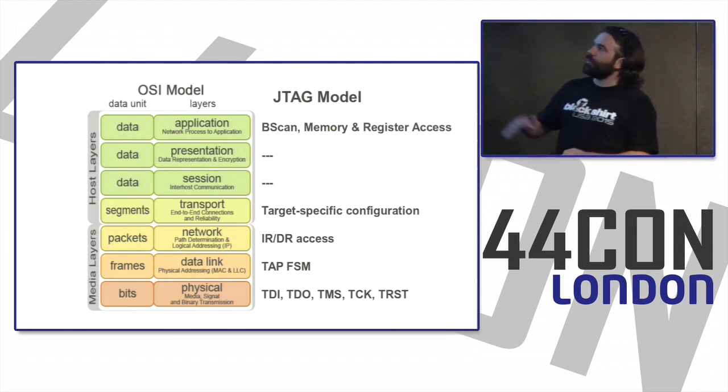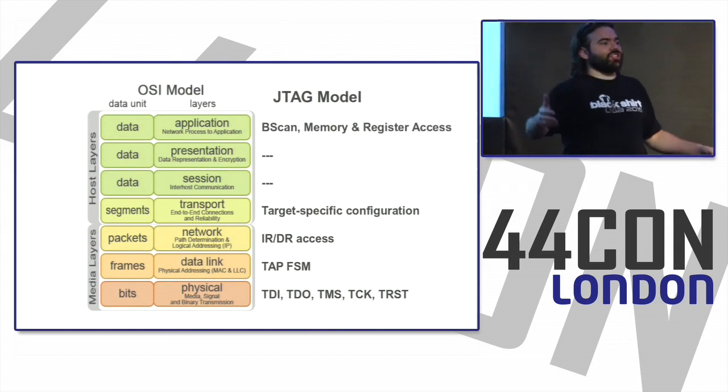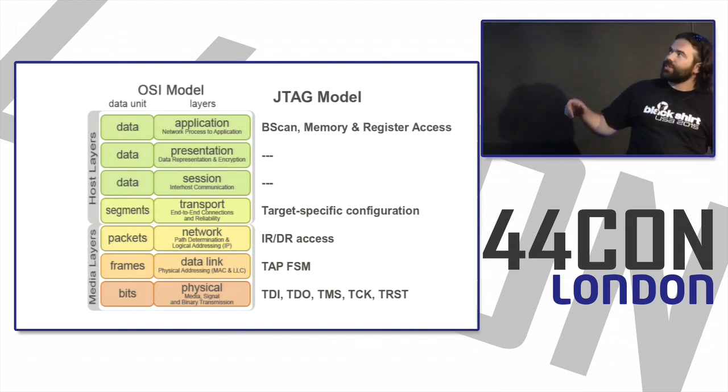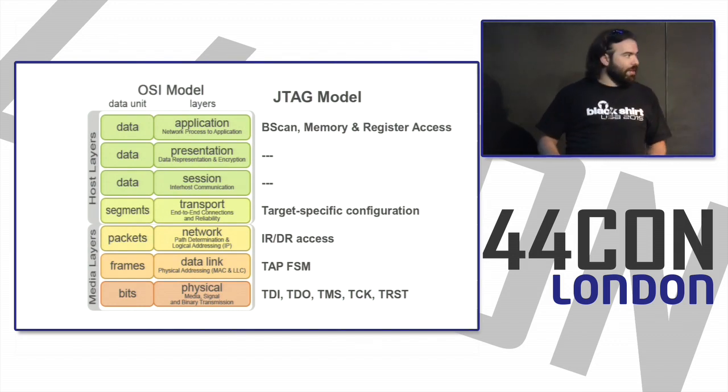So onward. Up to the application layer. So this is what can we actually do with JTAG? We talked about what's down below, but what is the purpose of all this? We have boundary scan, memory, and register access.